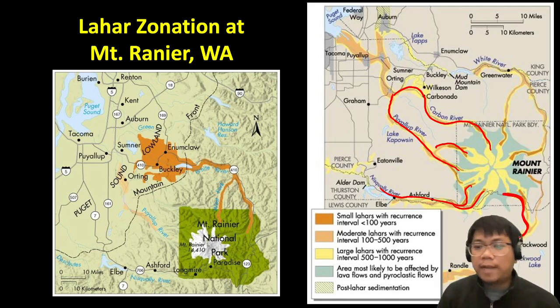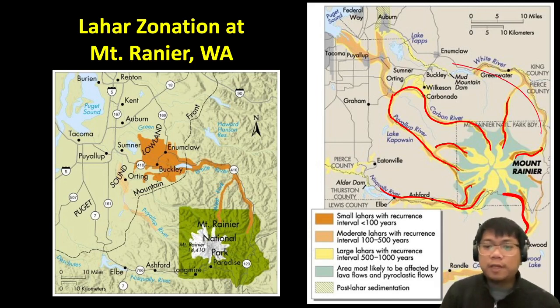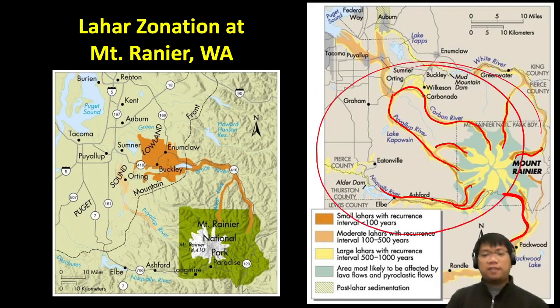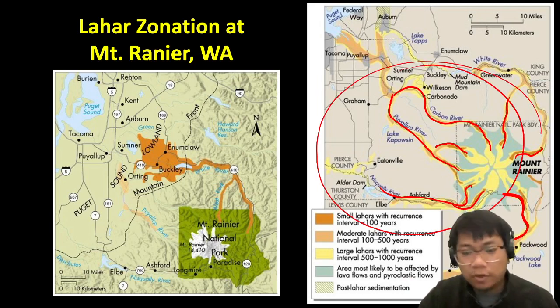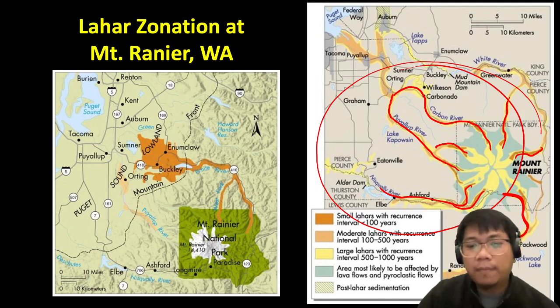So by having this map, we can actually inform people who especially live in the vicinity of these rivers to be aware of the lahar hazards, the potential threat from lahar flow from Mount Rainier.